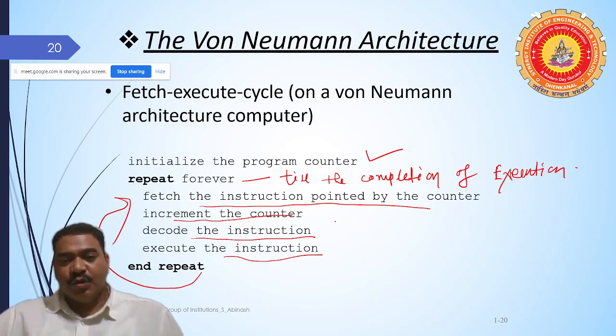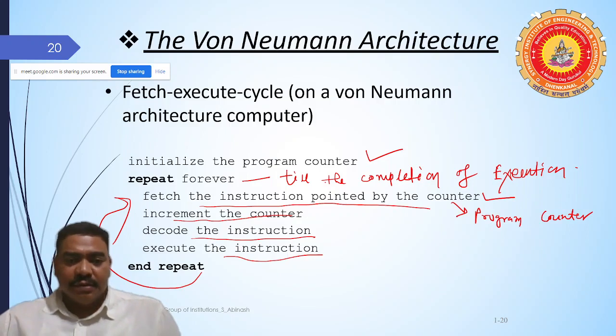First, fetch the instruction that is pointed to by the counter. Counter here means the program counter. Next, increment the counter, that is, after fetching the instruction, increment the value present in the counter. Then decode the instruction, execute the instruction, and write back the result to the RAM. This process will be repeated till the completion of execution of the program.